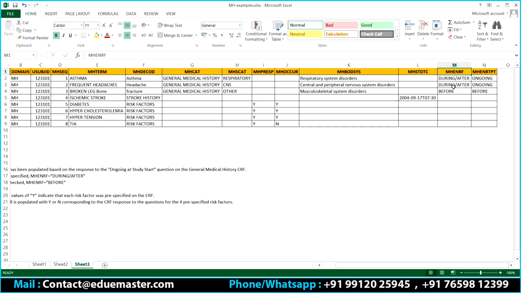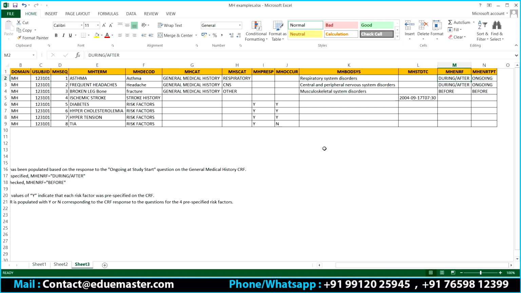Now, if you see this particular one, first one, asthma, maybe an easy one, that's the reason I'm talking about this here. Let's go with the first one. First of all, who will define this? Where will it be defined? It will be defined in your CRF. What is that? It will be defined in the CRF. Okay. In the CRF, where will it be defined? There is a question called ongoing at study start. There is a field in your CRF called ongoing at study start.